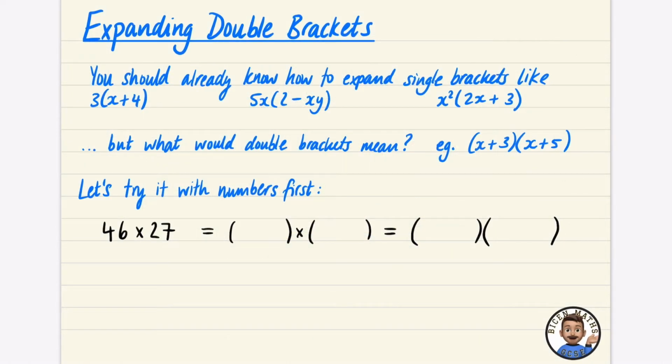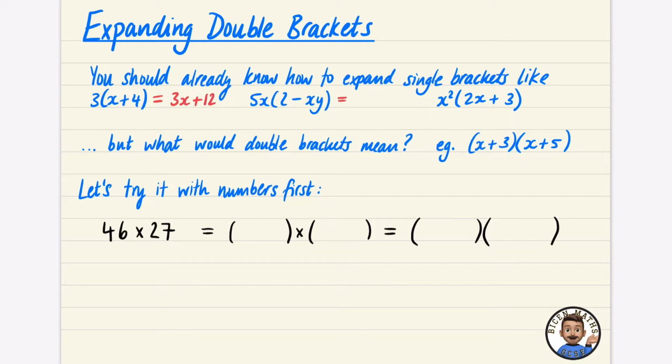Okay, so in this playlist we're going to be looking at expanding double brackets, and what I've written here is that you should already know how to expand single brackets like these. So you might like to pause and have a quick go, but I'm just going to check that we can do these. You multiply everything inside the bracket by the number that's outside, or the thing that's outside. So you get 3x plus 12 for this first one.